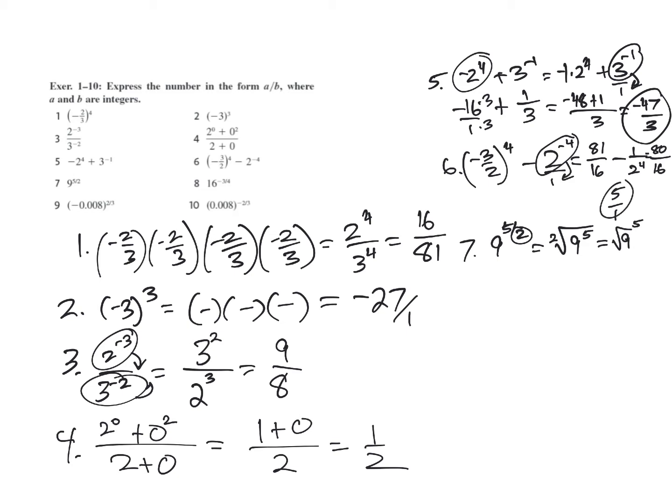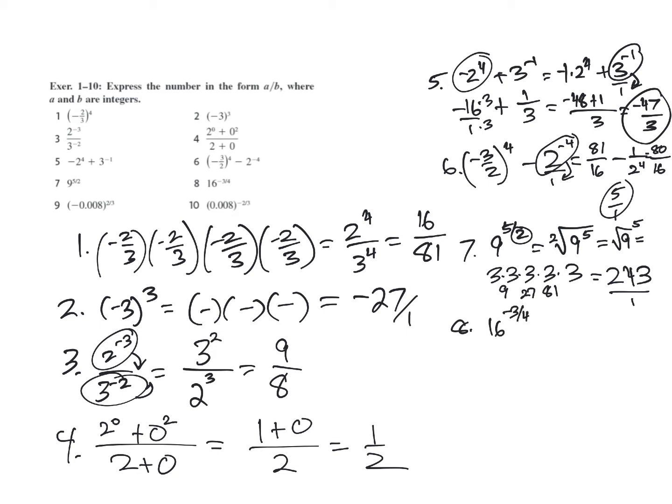So the square root of 9 is 3, and 3 to the 5th, 3 times 3 times 3 times 3 times 3. So 9 times 3 is 27, times 3 is 81. 81 times 3, 3 times 80 is 240, and 3 times 1 is 3, so the answer is 243. Or use your calculator to figure it out. And again, as a fraction, it's 243 over 1. Number 8 is 16 to the negative 3/4.